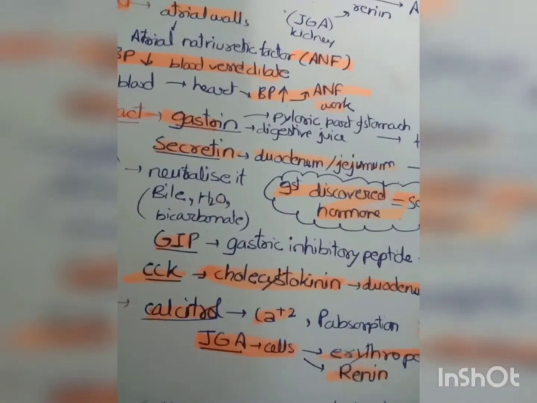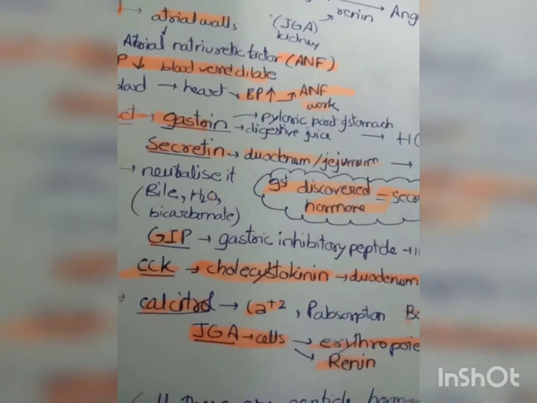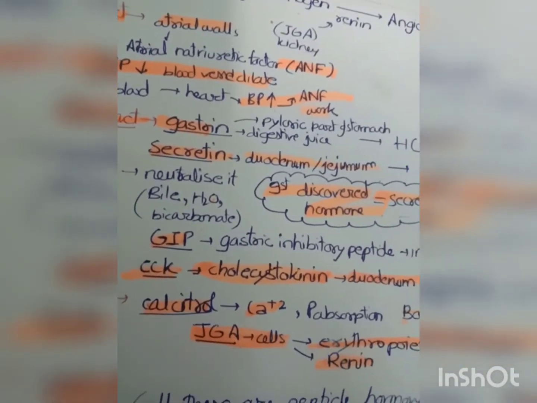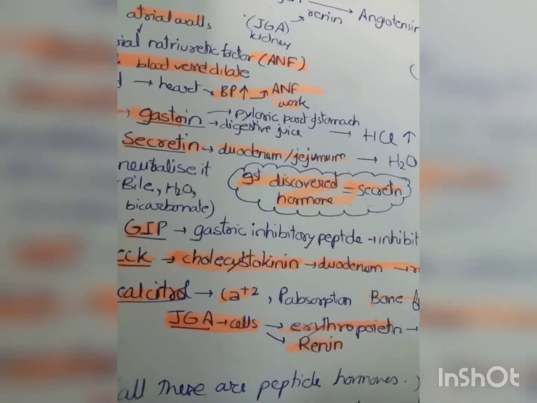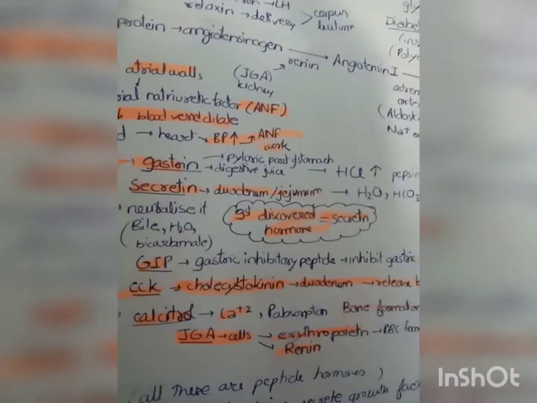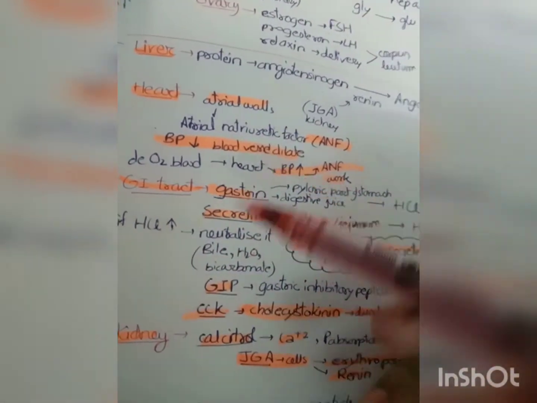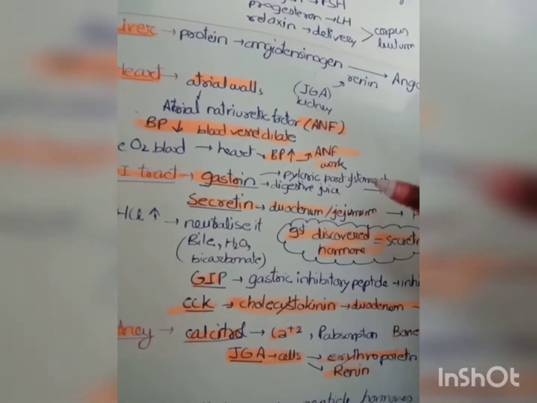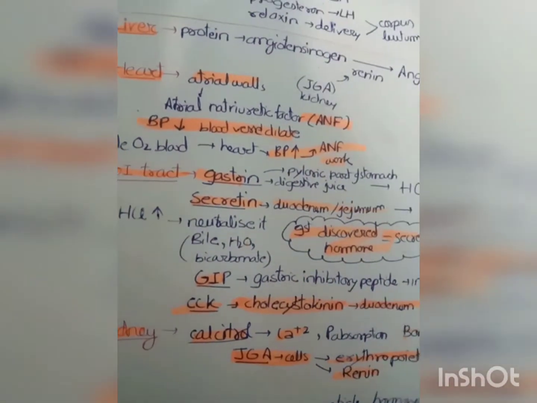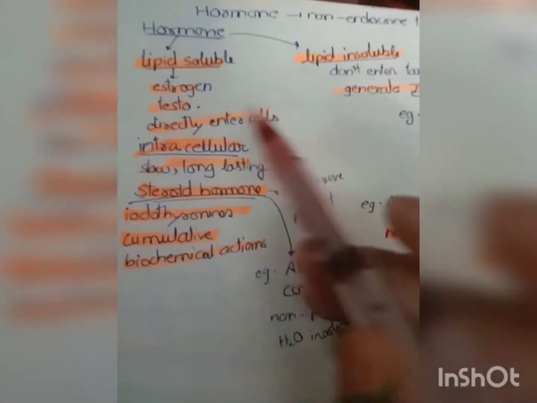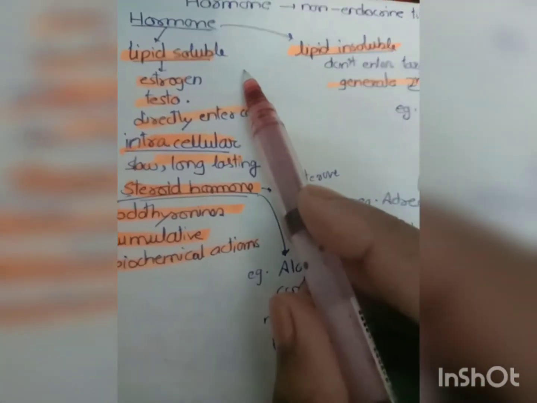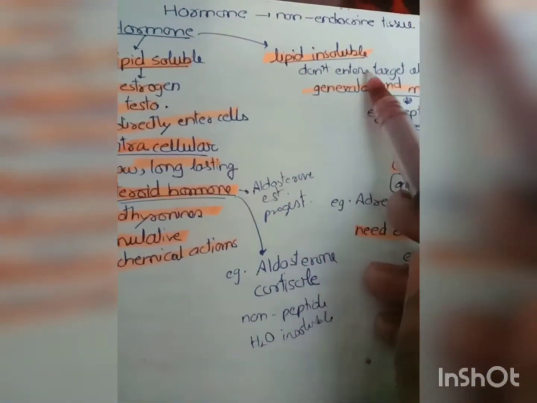Now, all the hormones which we studied yet are peptide hormones. We also studied steroid hormones and others. We should also know that these are all non-endocrine tissues. The hormones which are secreted by the non-endocrine tissues are known as growth factors. There are two types of hormones: lipid soluble ones and lipid insoluble ones.